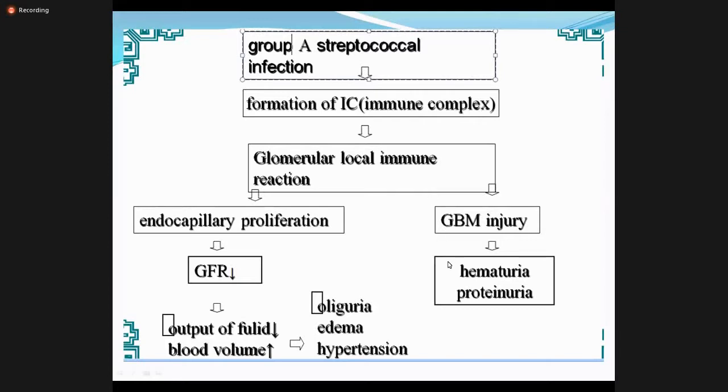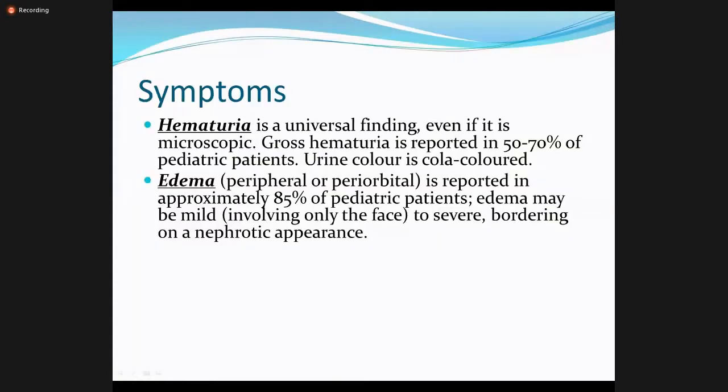It is present in 50 to 70% of pediatric patients, and the urine is not red. It is basically cola-colored urine, brown-black urine, and they usually present with edema. Edema is present in 85% of the patients, but it is not as much as we would see in nephrotic syndrome.